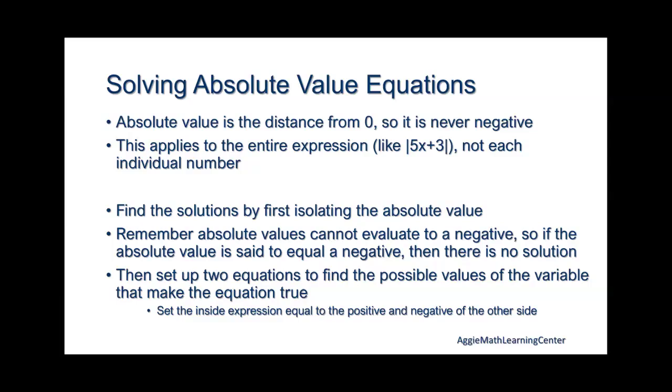So we're going to start out by first, to find the solutions, isolating the absolute value, make it by itself. And then we need to remember absolute values cannot evaluate to a negative. So if you get the absolute value equals like a -2 or something, then there's no solutions. And assuming it is positive at the end, then what we're going to do is set up two equations where what was in the absolute value equals the positive number, and what's in the absolute value equals the negative of whatever number it equaled.